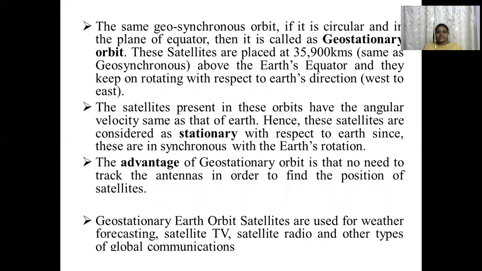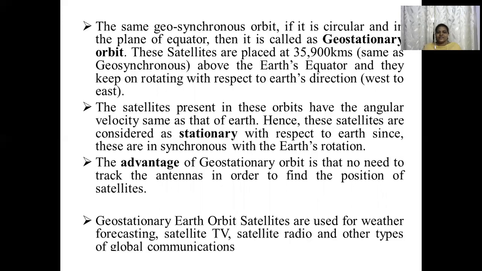The satellites present in these orbits have the same angular velocity as that of the Earth. So in these geostationary orbits, whatever satellites are placed will have the same angular velocity as the Earth. Hence, these satellites are considered stationary with respect to the Earth, since they are in synchronous with the Earth's rotation. The advantage of geostationary orbit is that there is no need to track the antennas in order to find the position of satellites.